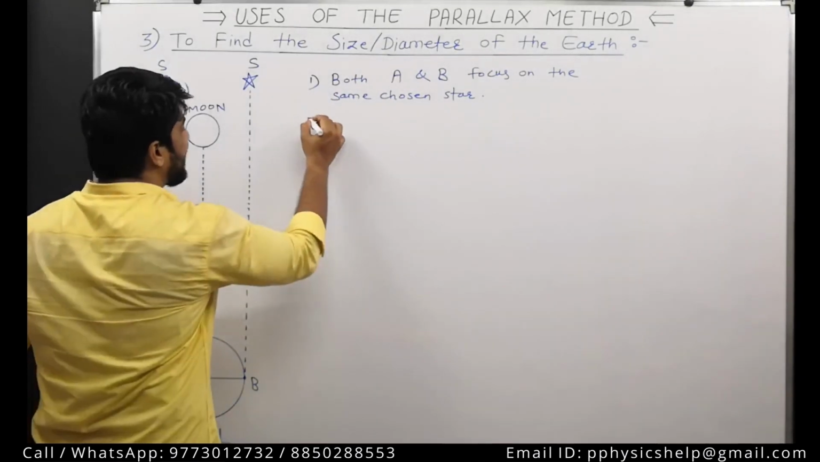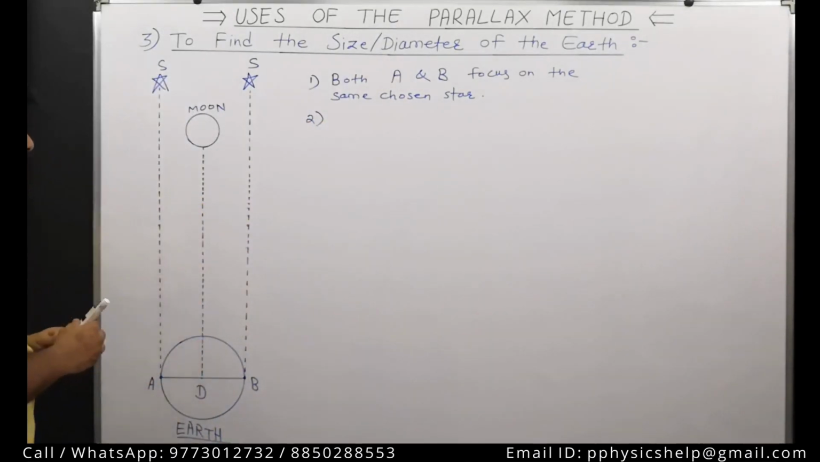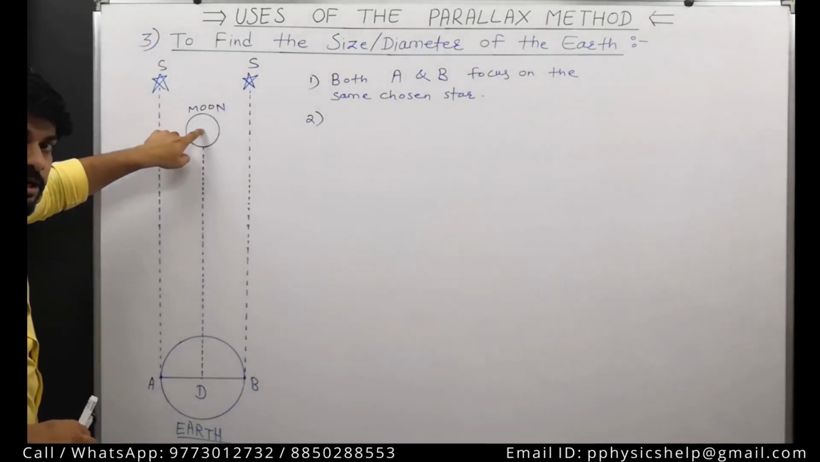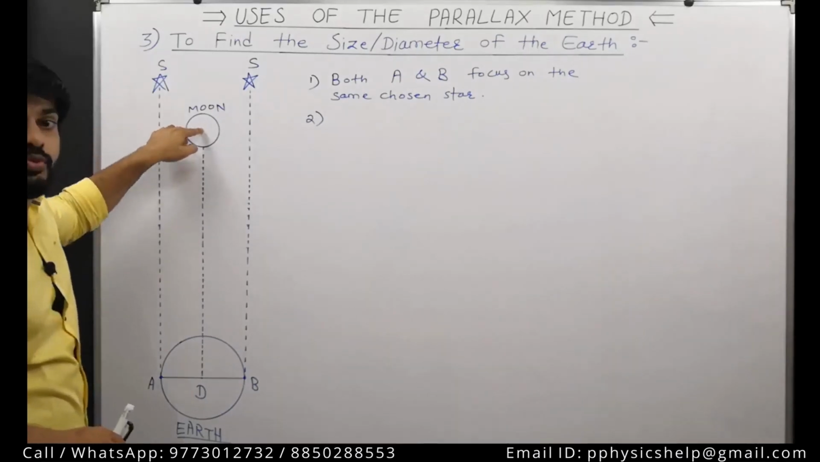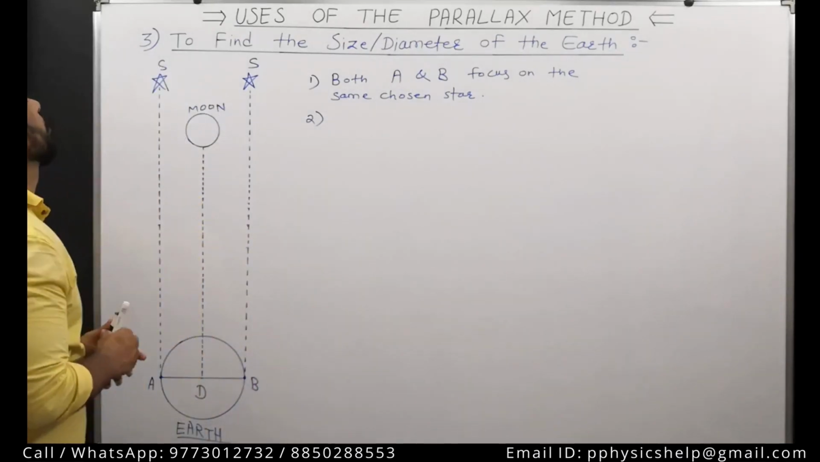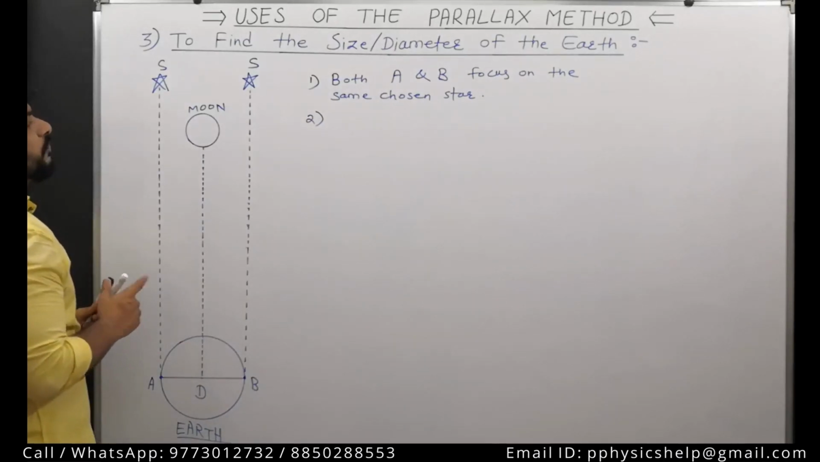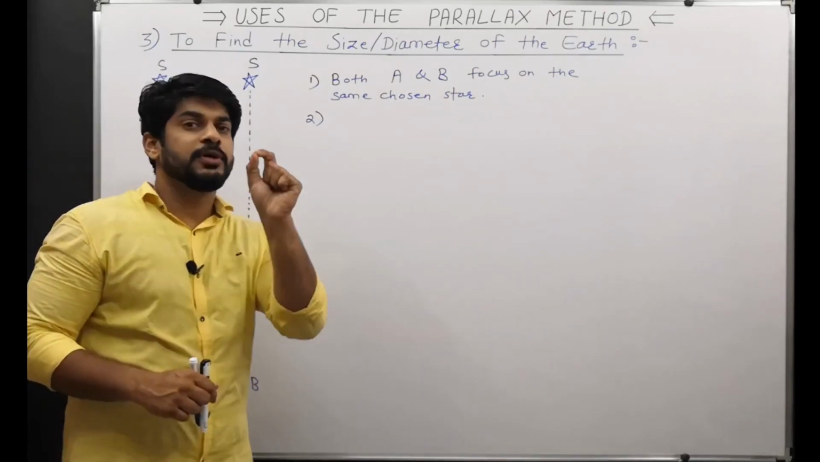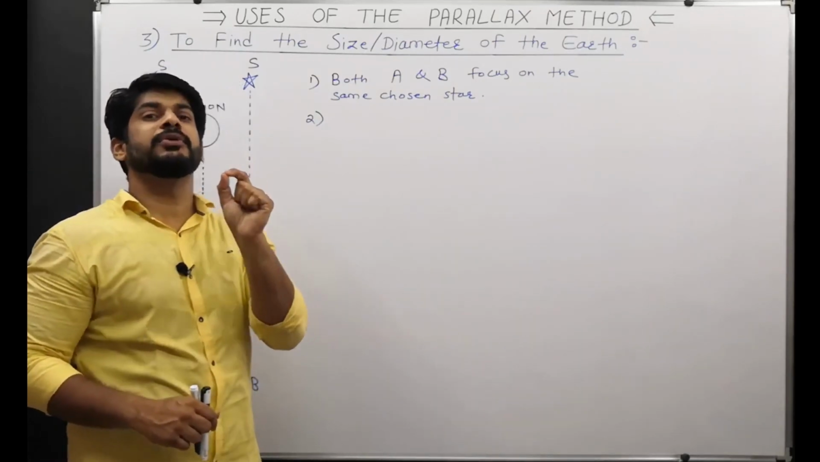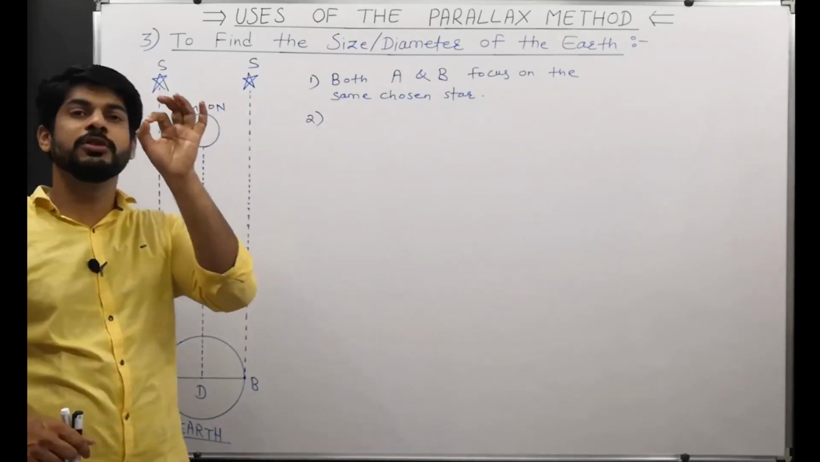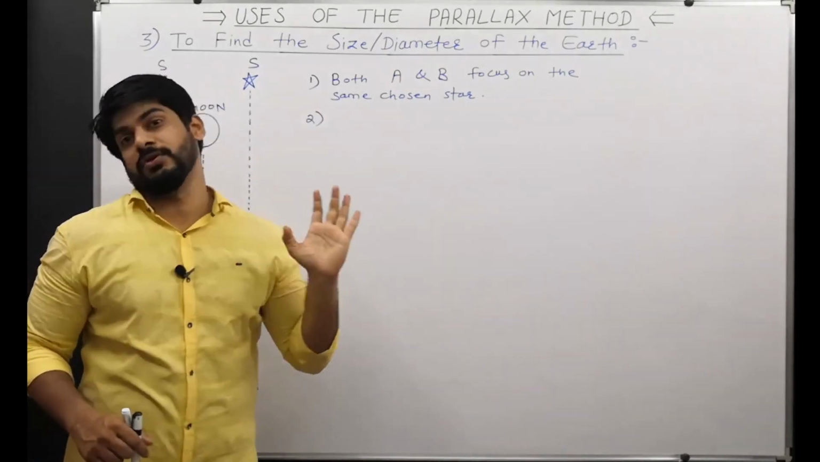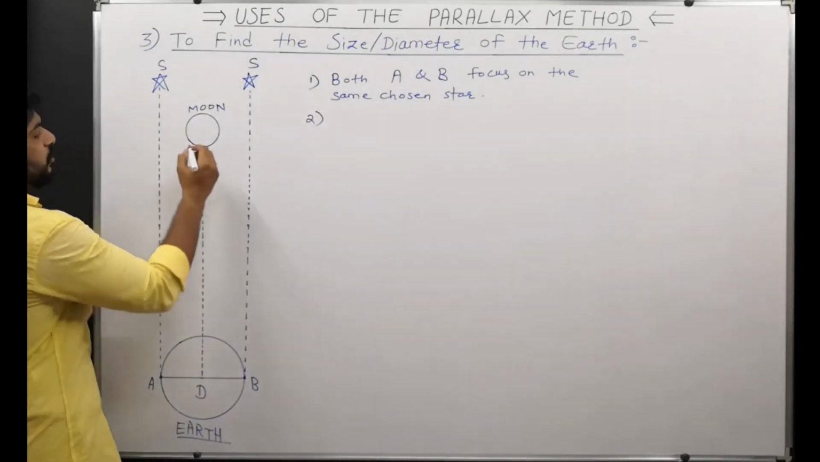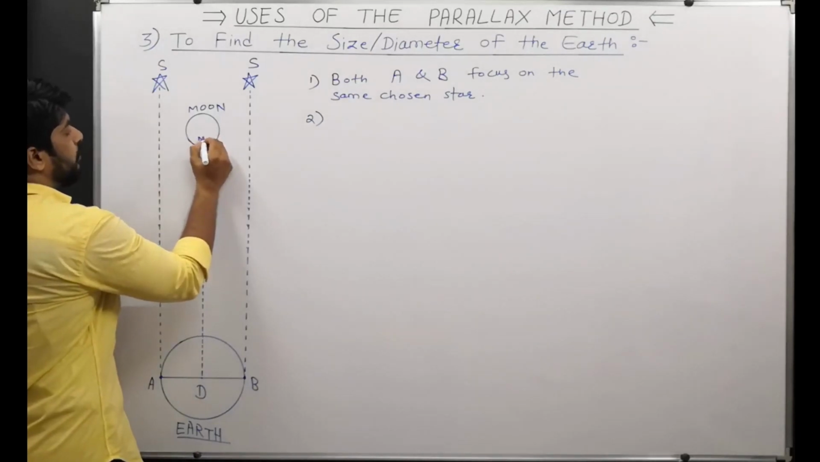Now we move to the second step. In the second step, first of all, we have chosen the moon as a nearby object, right? So over here, both of these observatories decide a particular spot or particular location on the surface of the moon. So let's say that point has been chosen. Let's say this is the point. Let's call this point M for moon.